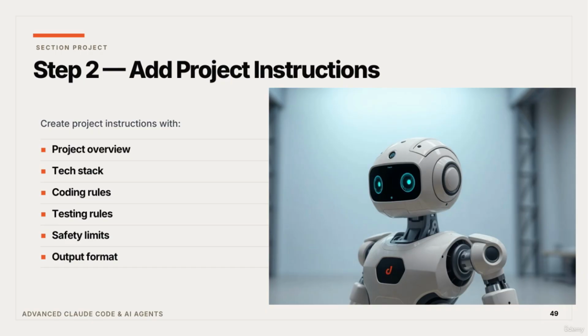Then, outline any coding rules to maintain consistency and quality in the code base. Testing rules are equally important, ensuring that the project meets reliability and functionality standards. Don't forget to include safety limits to prevent any potential issues or misuse. Finally, clearly define the output format, so the end results are exactly what you need. Together, these detailed instructions help guide the team smoothly through the project.